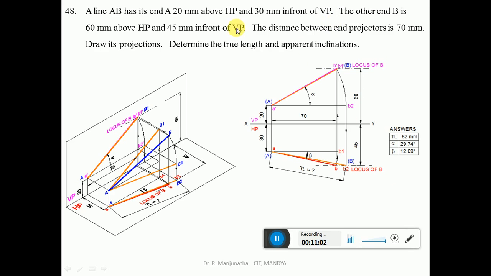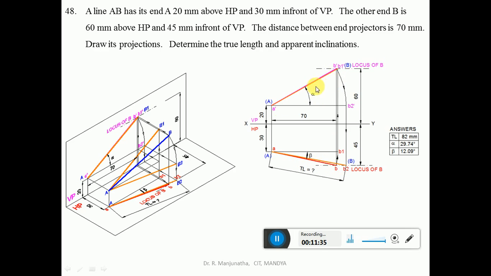Now he says that the distance between the end projectors is 70 mm. So from the vertical projector of A dash and A, you measure a horizontal distance of 70 mm and draw a vertical projector. This projector will cut the locus of B in the front view at this point. You mark that point as B dash, and similarly in the top view as B. Then join A to B with a dark line and A dash B dash with a dark line.